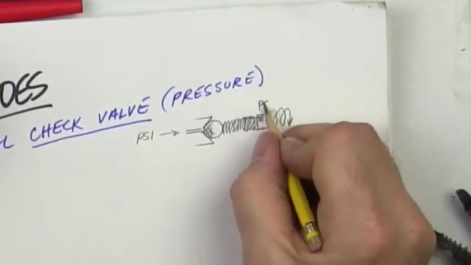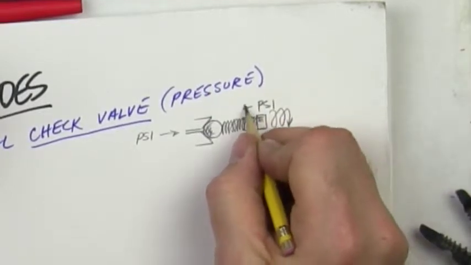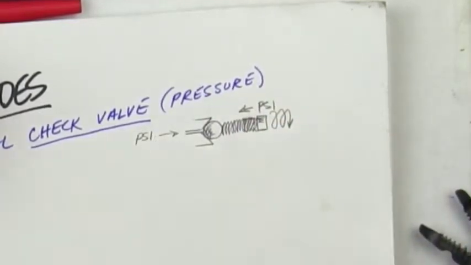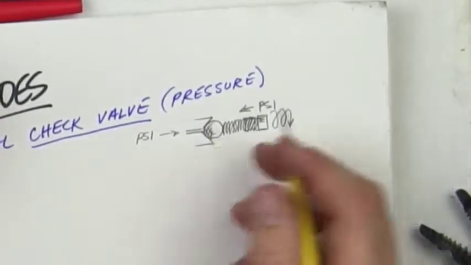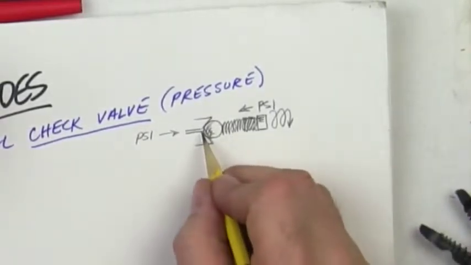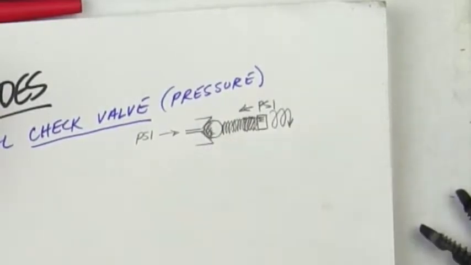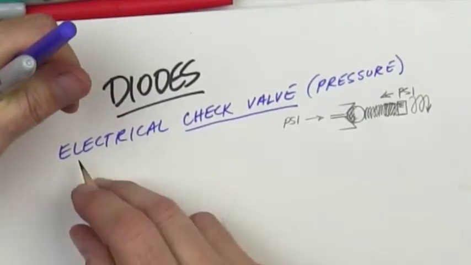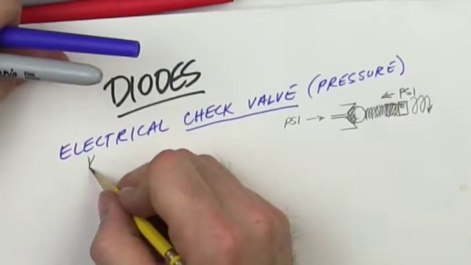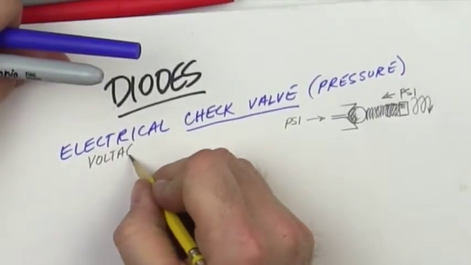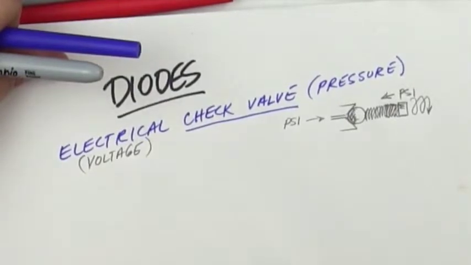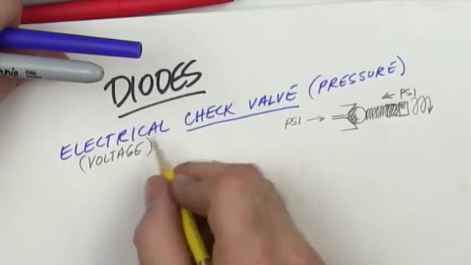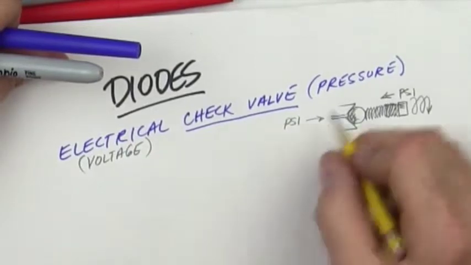this pressure here and this pressure here fight. So it's spring tension versus oil pressure or whatever pressure. So it's the pressure that actually unseats it. And you have to remember that in electricity, pressure is voltage. Pressure is voltage. So electrical pressure is voltage.